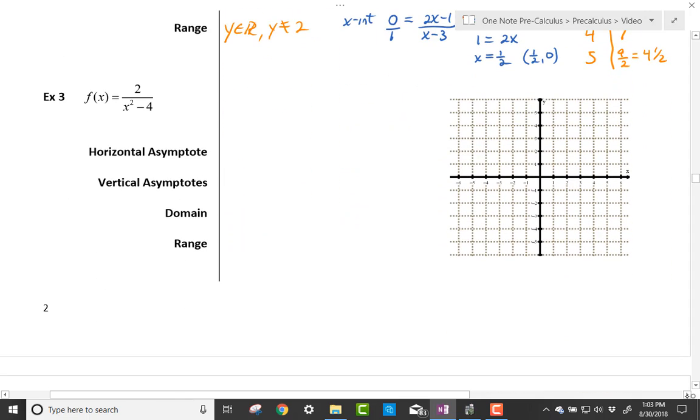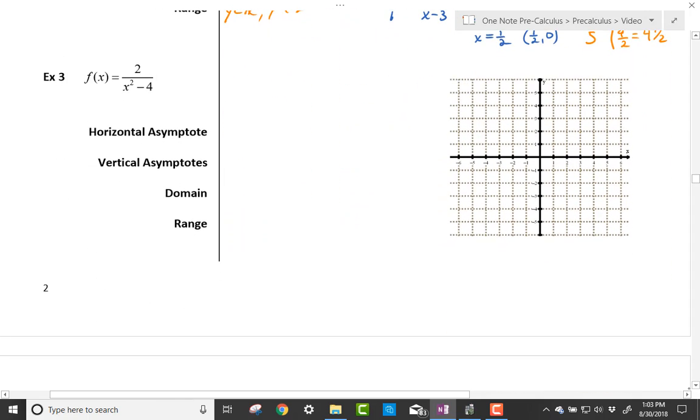One more. Oh, this one's going to be fun. I can already tell we have double asymptotes. Horizontal asymptote is y equals 0 because the degree of the numerator is less than the degree of the denominator. So y equals 0 is my horizontal. Vertical asymptotes, you might be able to come up with this in your head. More power to you. x squared minus 4.